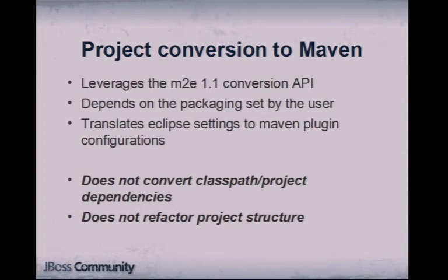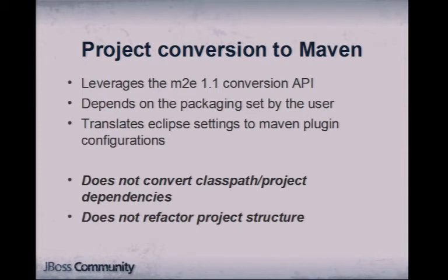The project conversion leverages a new conversion API introduced in M2E 1.1. Basically, when you try to convert your project to Maven, we're going to look at the packaging that you set and look at the Eclipse settings that exist on your project. And from all this information, we're going to translate everything into Maven plugin configurations.